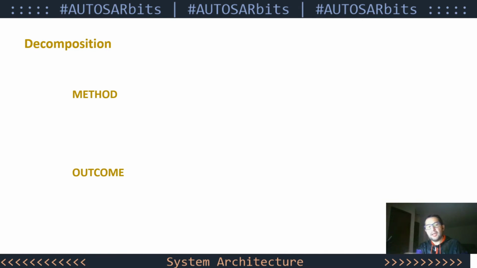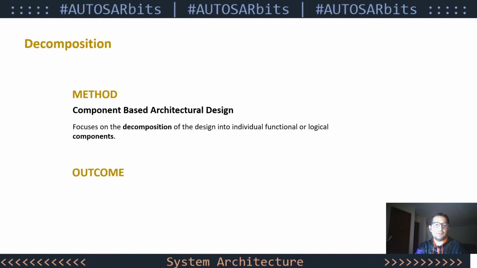Then the idea here is to decompose this architecture following a method, which in this case is the component-based architectural design. This method focuses on the decomposition of the design into individual functional or logical components. In the previous architecture, we had functional components. After we do several decompositions, we will have what is called logical components. So the outcome, as we said, is the logical architecture.